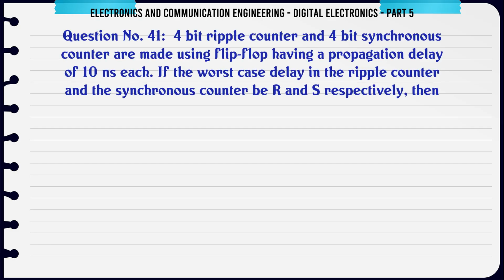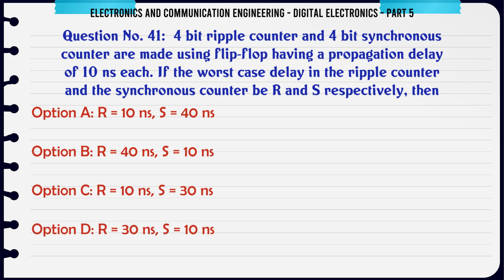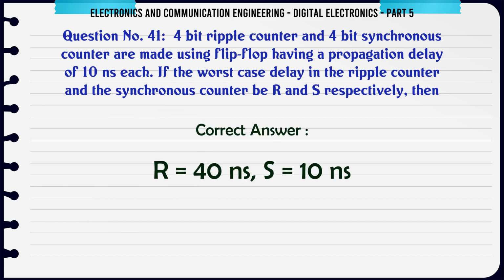A 4-bit ripple counter and a 4-bit synchronous counter are made using flip-flops having a propagation delay of 10 ns each. If the worst case delay in the ripple counter and the synchronous counter be R and S respectively, then A. R = 10 ns, S = 40 ns, B. R = 40 ns, S = 10 ns, C. R = 10 ns, S = 30 ns, D. R = 30 ns, S = 10 ns. The correct answer is R = 40 ns, S = 10 ns.